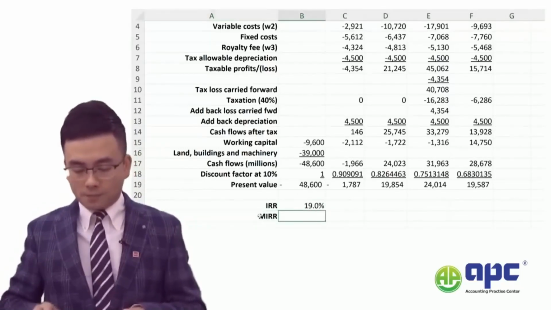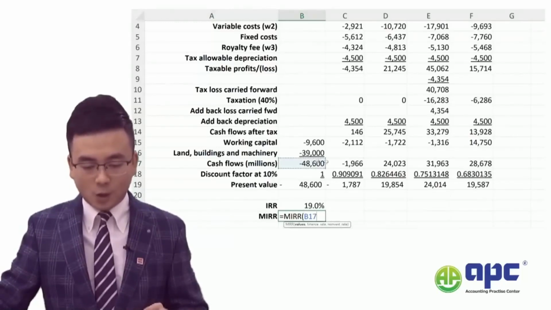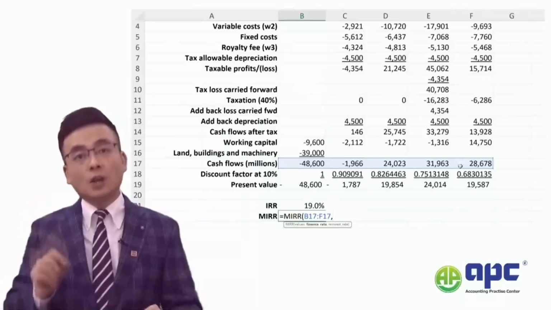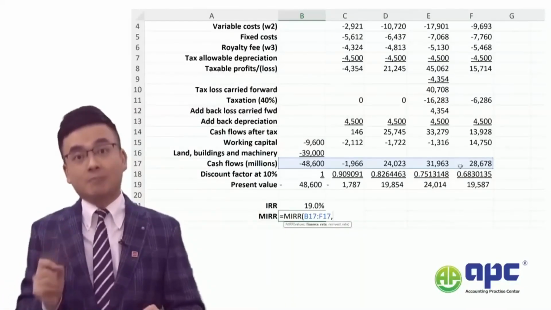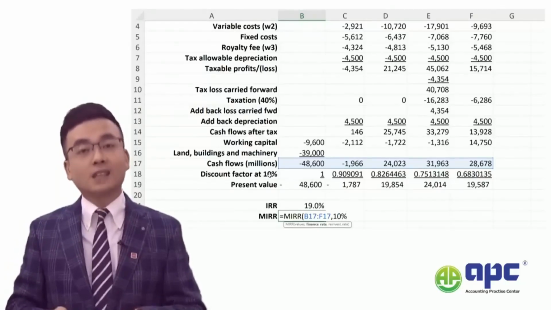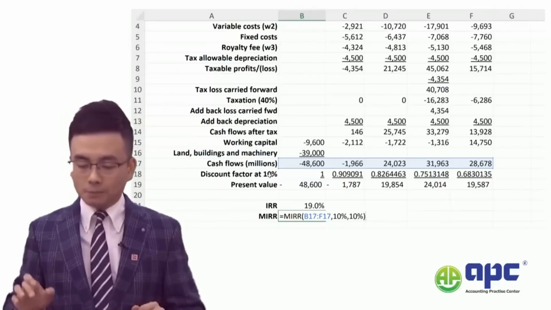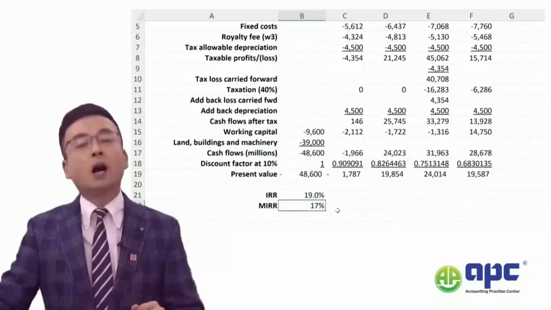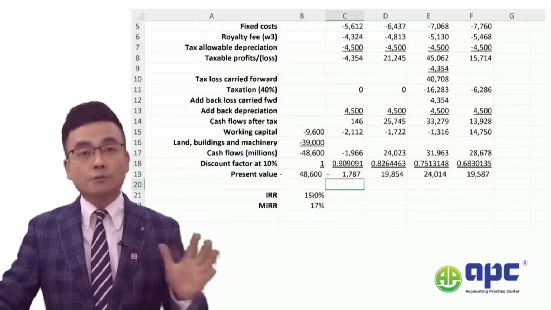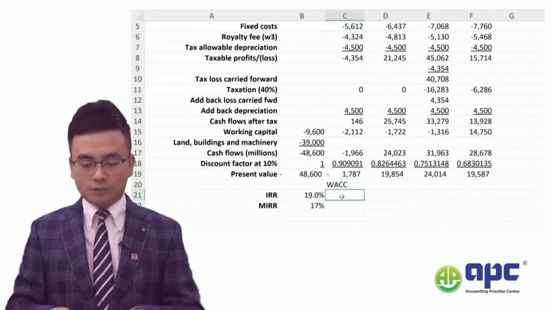How about the MIRR? I will type equals MIRR, open a bracket, select all these cash flows, press comma. Remember, I would like to use the weighted average cost of capital of 10% to discount the future cash flows. I will insert 10%, comma, and then 10%, close the bracket, and press enter. So the MIRR is 17%. And of course, both the IRR and MIRR are higher than the WACC of 10%.